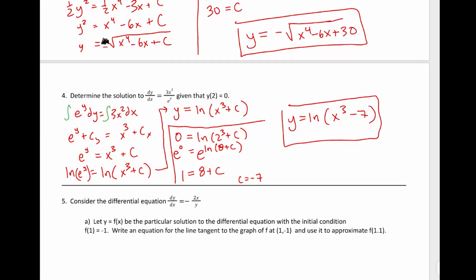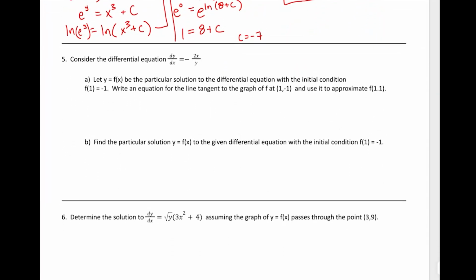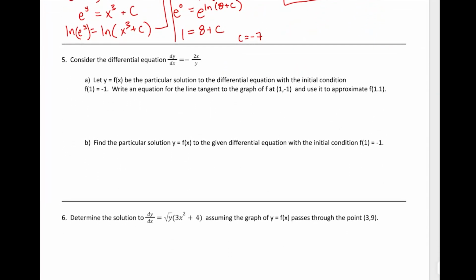Number 5 says consider the differential equation dy/dx equals negative 2x over y. And part A says let y equals f of x be the particular solution. Again, another particular solution. I think every single question we've answered so far as separable differential equations are concerned have all been particular solutions. You should be prepared to find that particular solution and not just the general solution, with the initial condition that f of 1 equals -1. That's that coordinate that we're going to need.